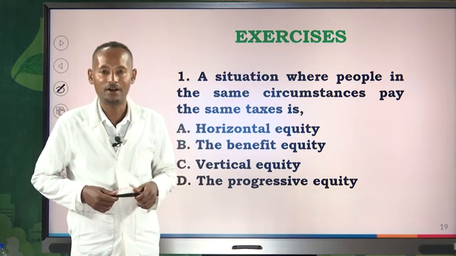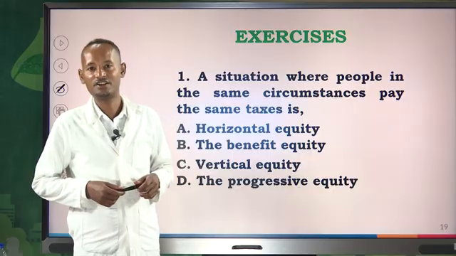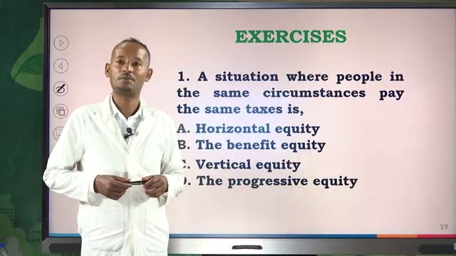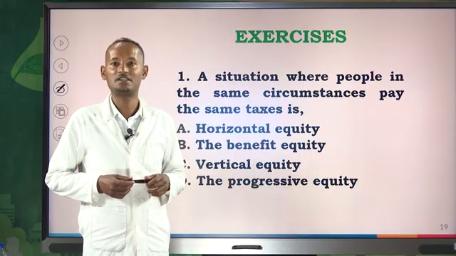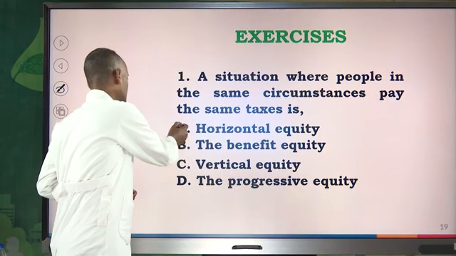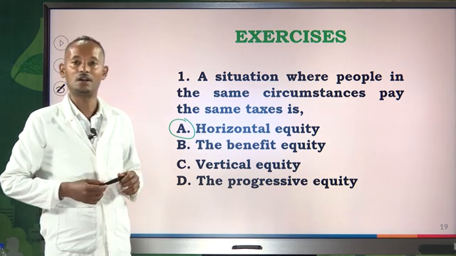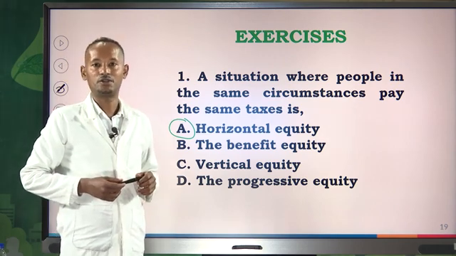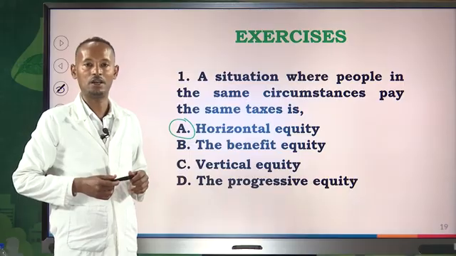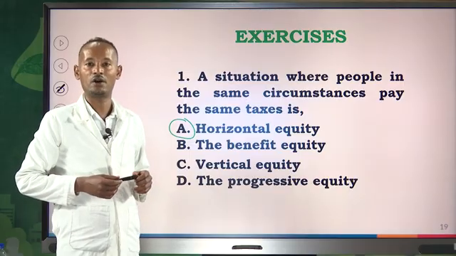Students, welcome back. Let's do the questions together. The first question: a situation where people in the same circumstance pay the same tax, the answer is horizontal equity. Those individuals who earn equal or similar income should be treated equally, or they are expected to pay equal taxes according to horizontal equity.